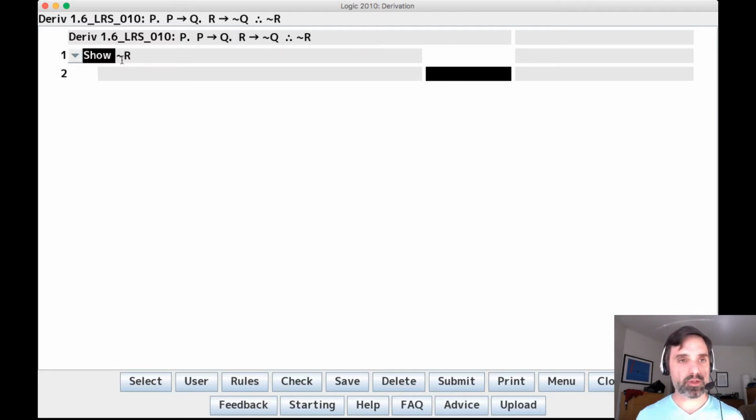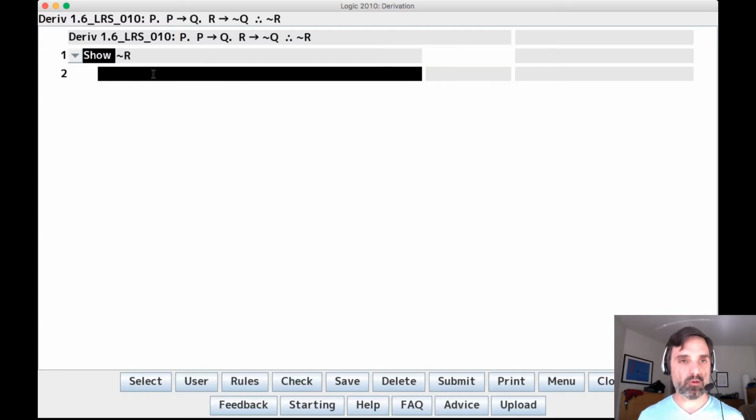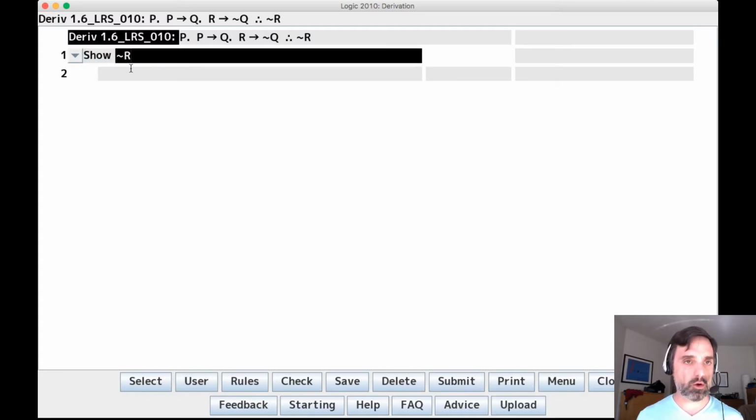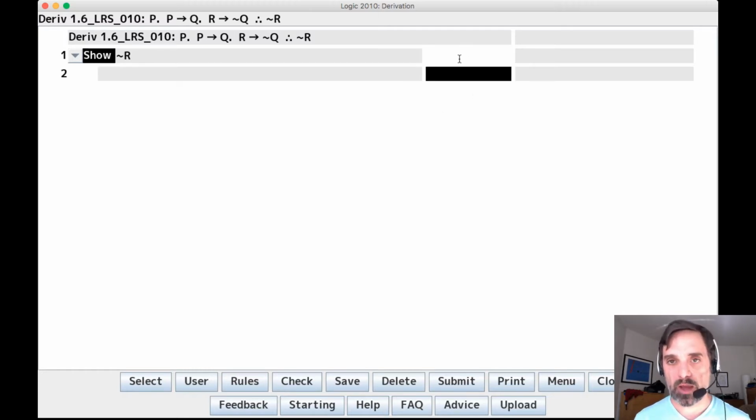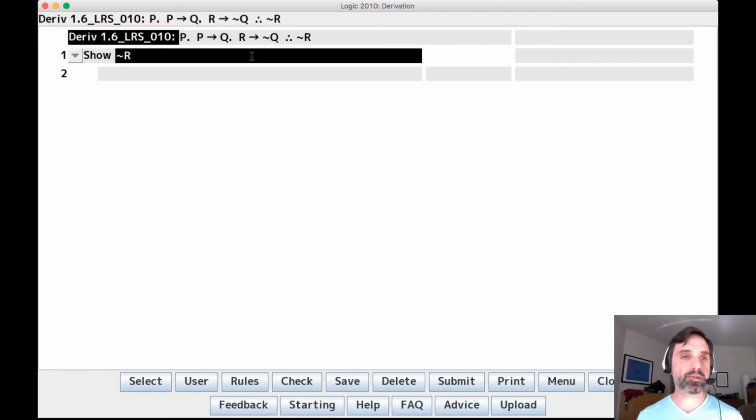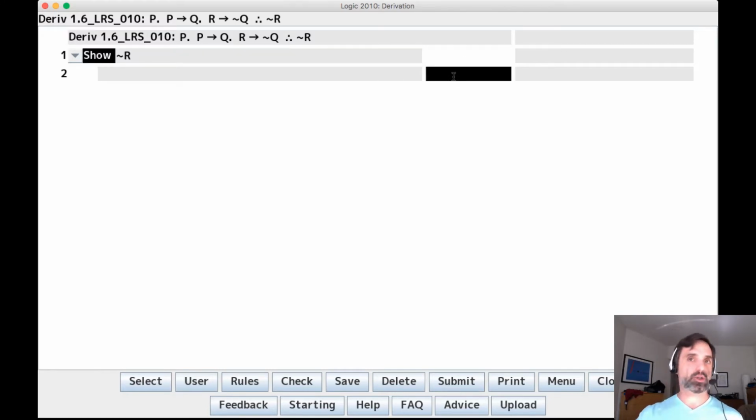This column, the number column, and this is the formula column, and here we're saying show, not R, and then this is the justification column. Now here, it's blank. Why is that? There is no justification for writing show. Writing show just means I intend to show something or other, and you can intend to show or try to show whatever you want. It doesn't need a justification.